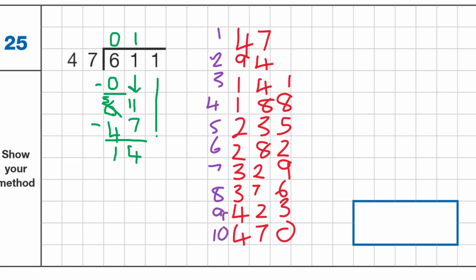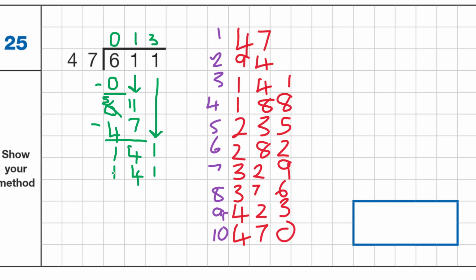I bring the next digit down. I now have the number 141. If I look down my list, I can see that 3 times it fits in, so I write 3. You would normally need to prove it. 47 times 3 is 141. So we write that underneath.